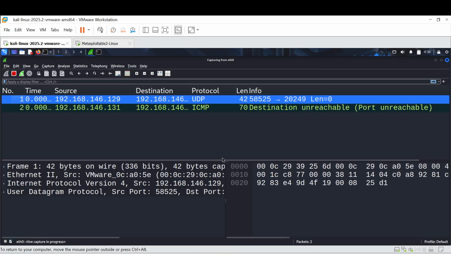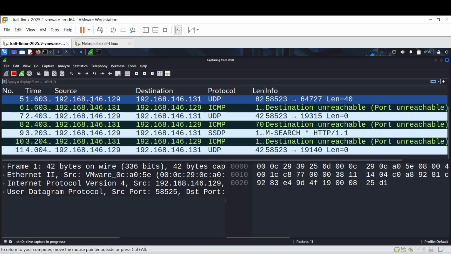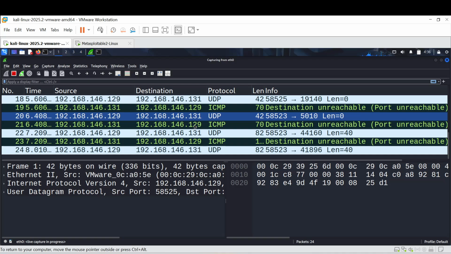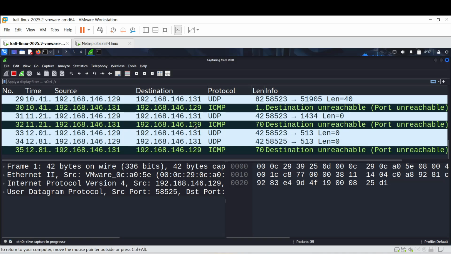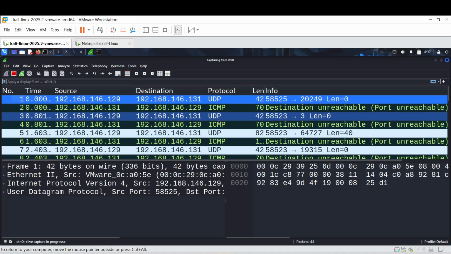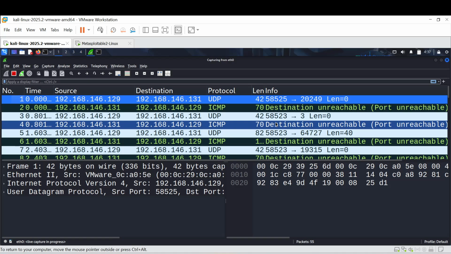Select it, and from here you will be able to see we are having the 129, that is my Kali's address, and we are having 130, that is your target's address. And from here you will be able to see what are the protocols that are getting sent, and here we are getting the information about them, like what is happening over there.